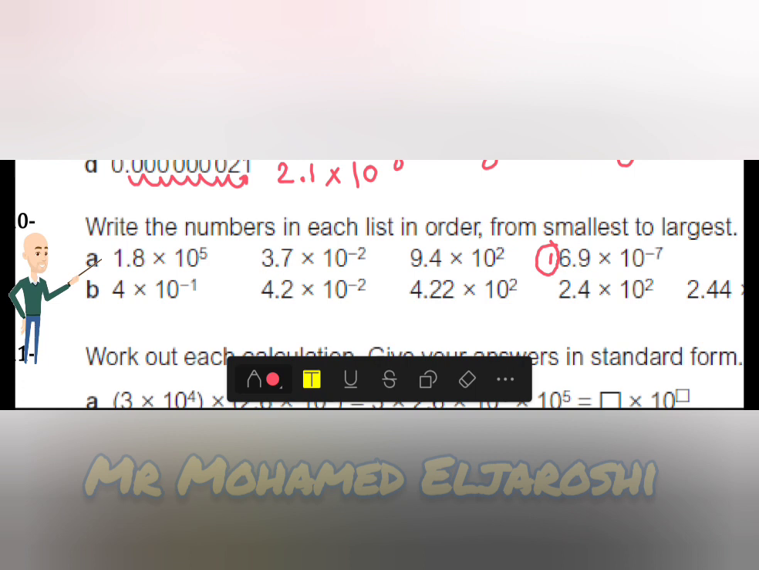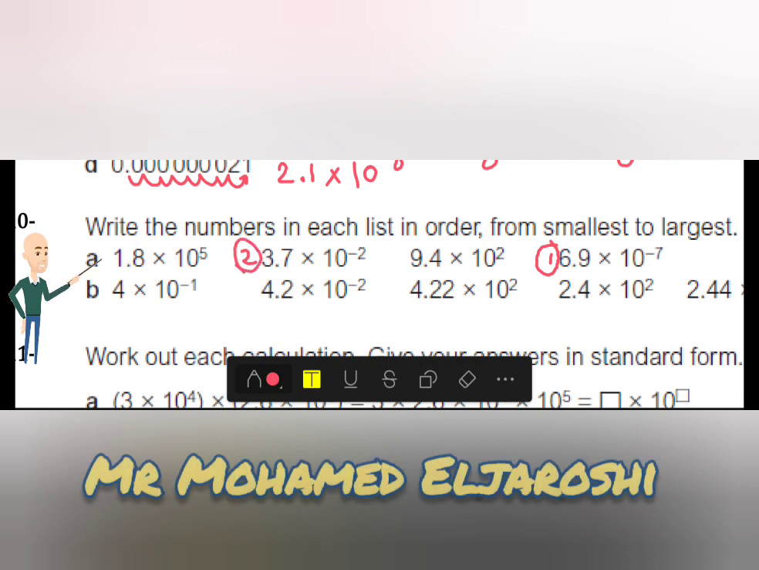Which one is after it? Very good. Negative 2. And then with the positive power, we start with the smaller number, which is this one, 3. And then this one, 4. Let me put it here. Do you understand the idea?